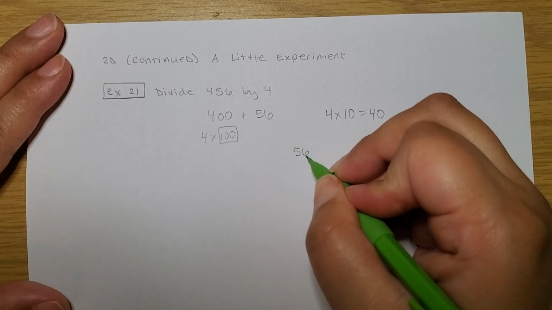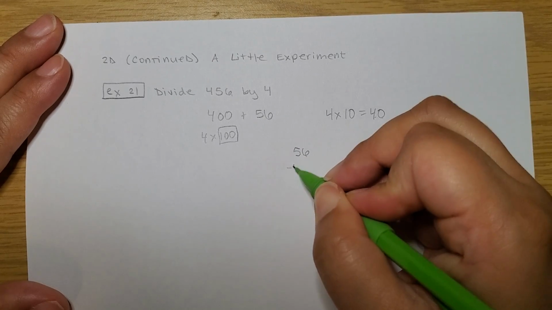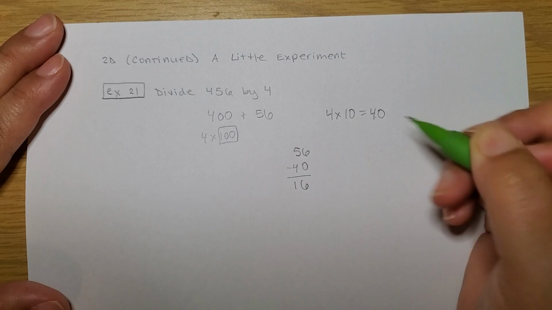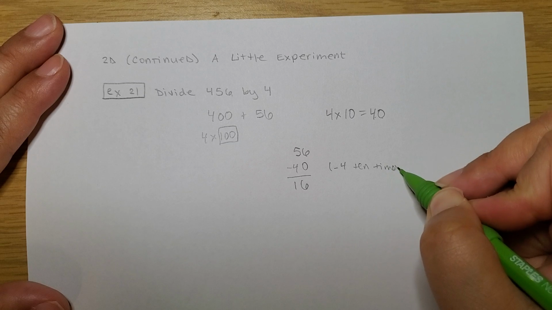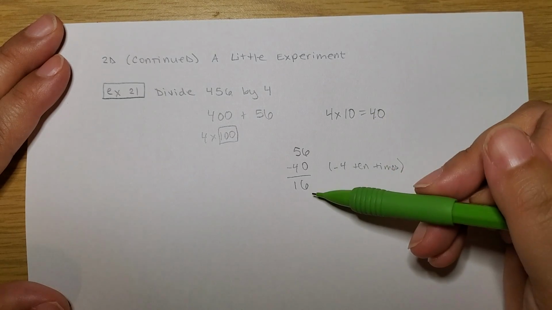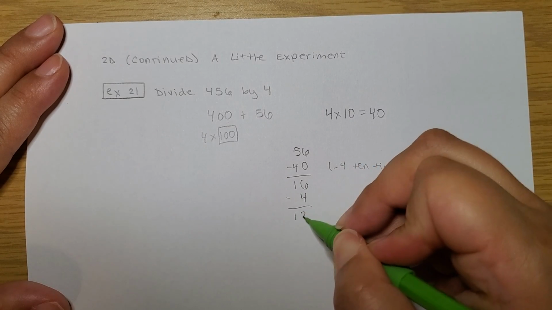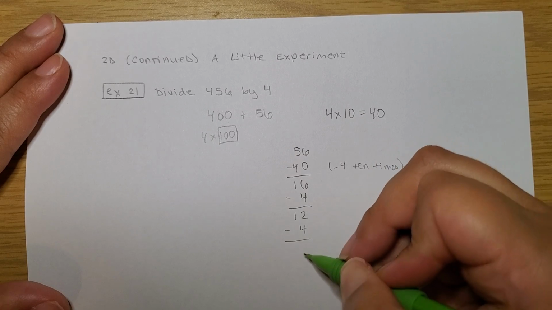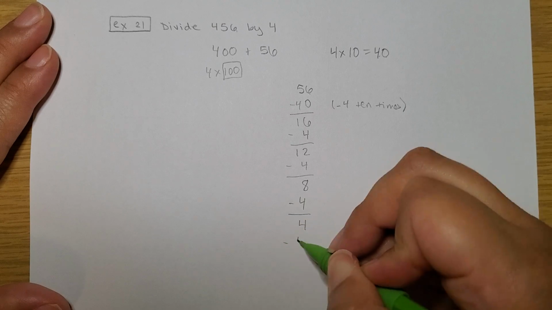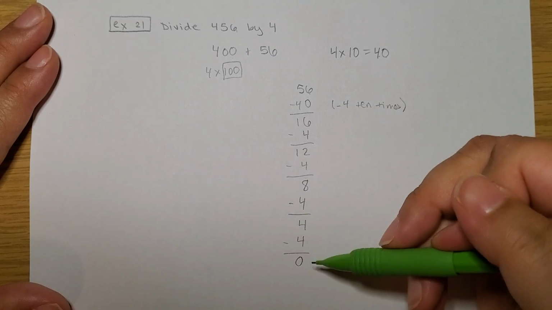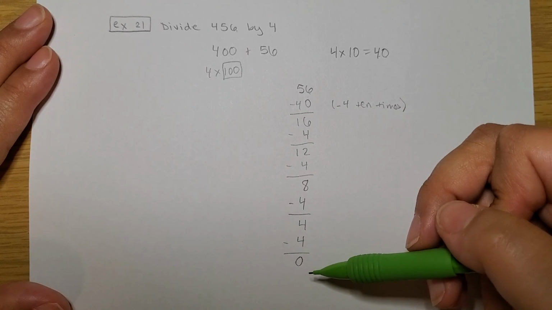I've got my 56, and I know I can get to 40 by subtracting a 4 10 times. So subtracting 40 is like subtracting 4 10 times. And now 16 is a much smaller number, and I'm going to continue subtracting 4. So that's a 12, 8, 4, and 0. So this time I was able to subtract 4 perfectly, and I got 0 in the end, which means I don't even get a remainder.